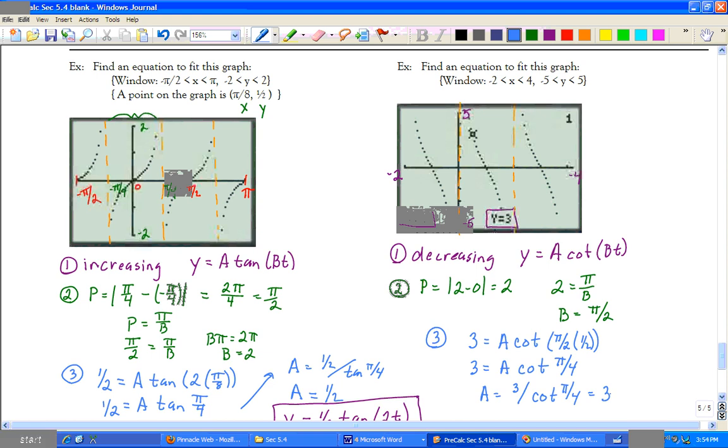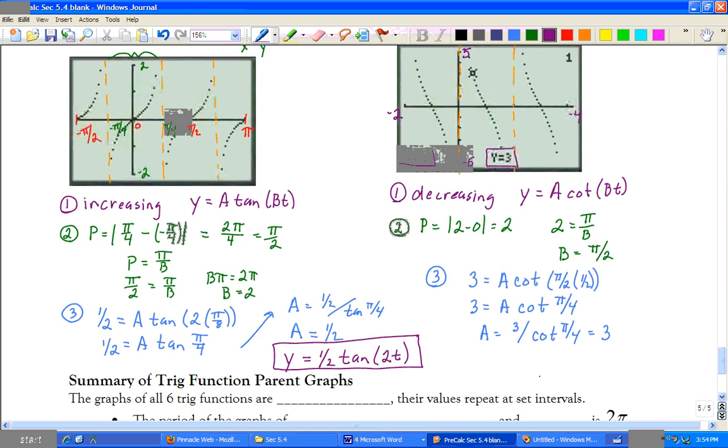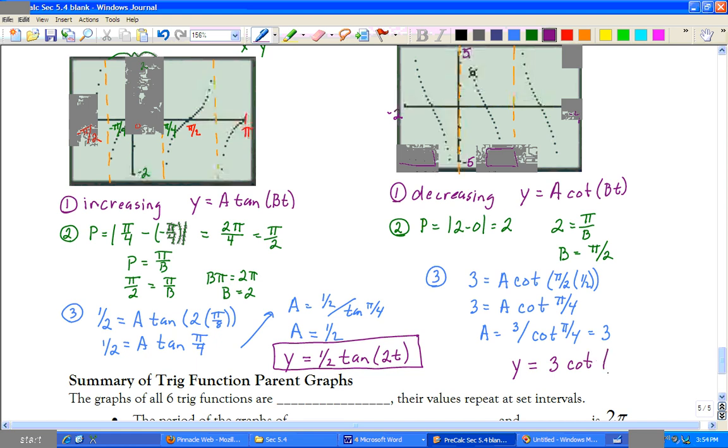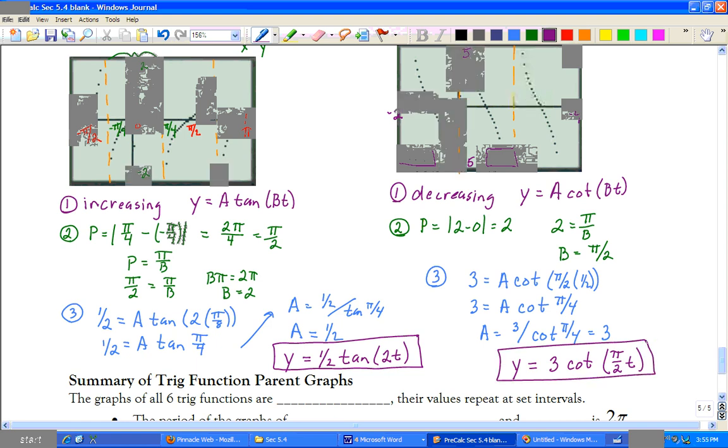And our last step, we write our equation. Move this down just a little bit. So we're going to have y is equal to 3 times the cotangent of pi over 2 t. Okay, there we are.